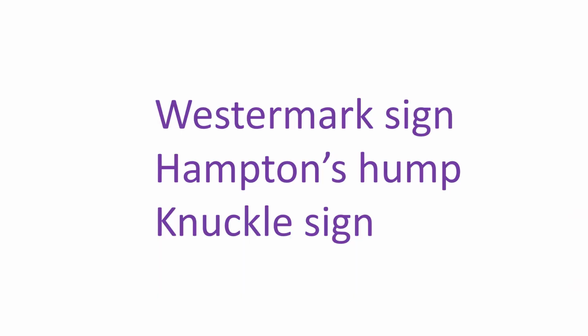There are some named radiological signs in pulmonary embolism. Westermark sign is a focal oligemia of the lung due to occlusion of a branch pulmonary artery due to pulmonary embolism. The vessel proximal to the occlusion is dilated. Hampton's hump is a peripheral pleural-based wedge-shaped lung opacity due to pulmonary infarction in a case of pulmonary embolism. Knuckle sign is the abrupt cutoff of a pulmonary artery branch due to pulmonary embolism.